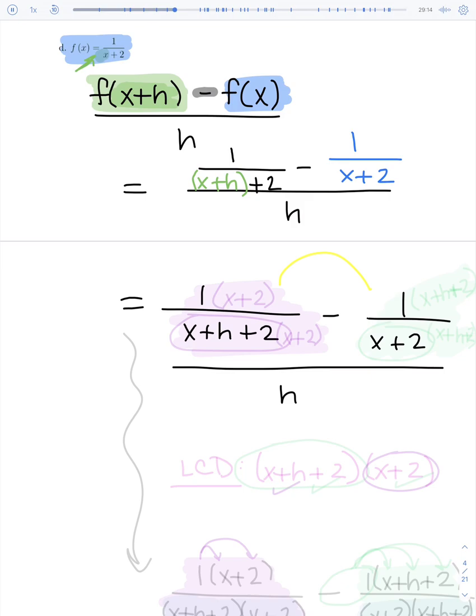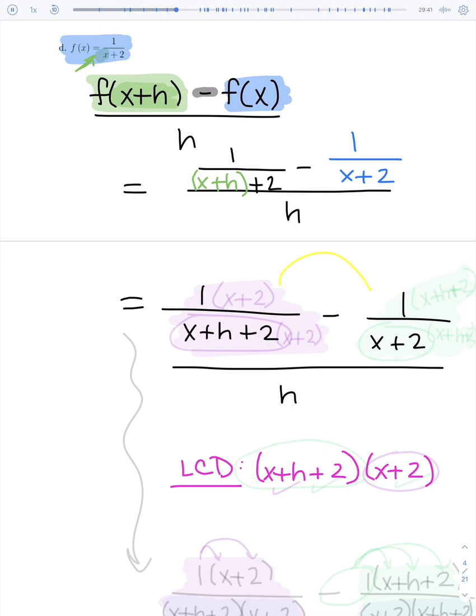Because both denominators are completely different, we need to have both pieces in the common denominator. So we're going to use an LCD of both the x plus h plus 2 and the x plus 2. We actually need both. So how do we do that?